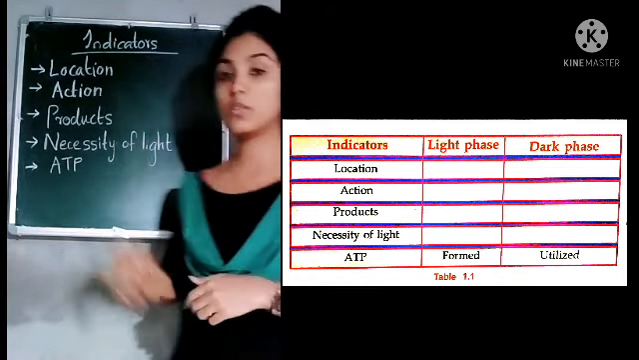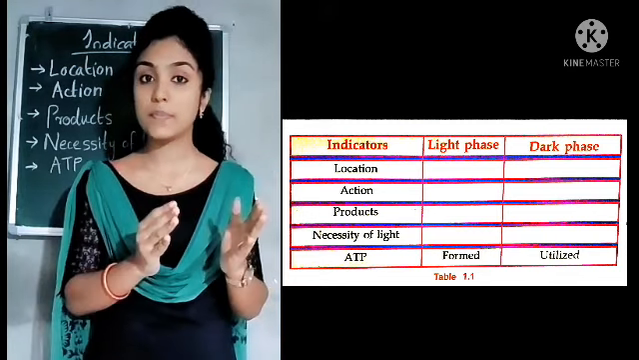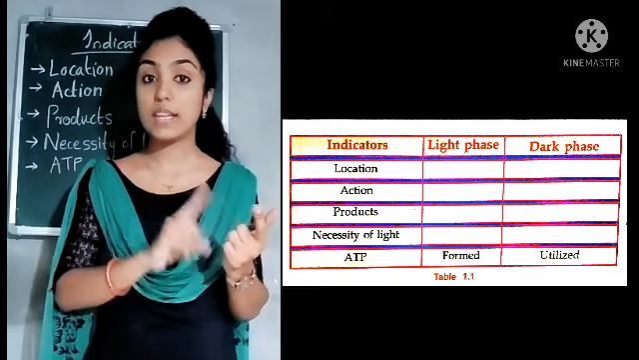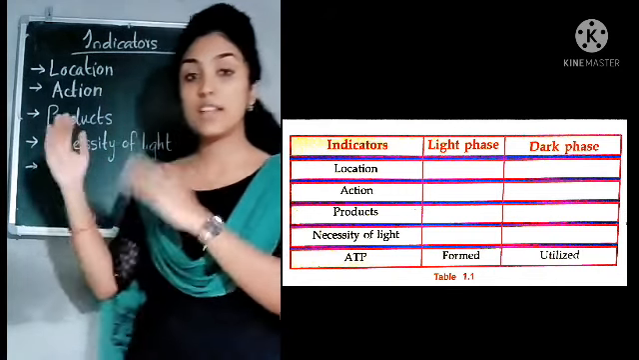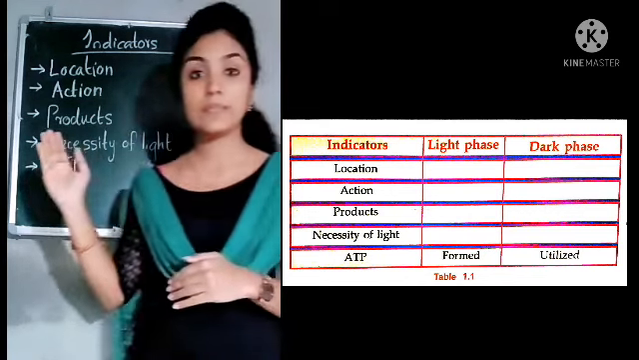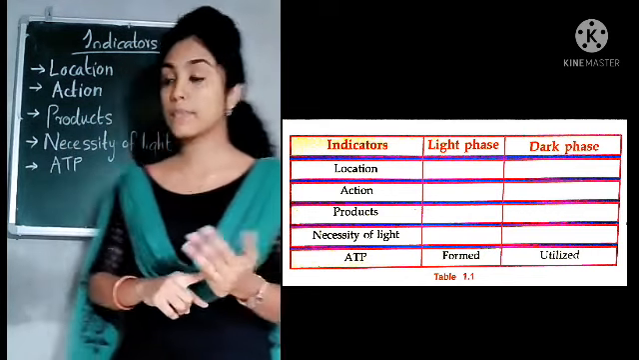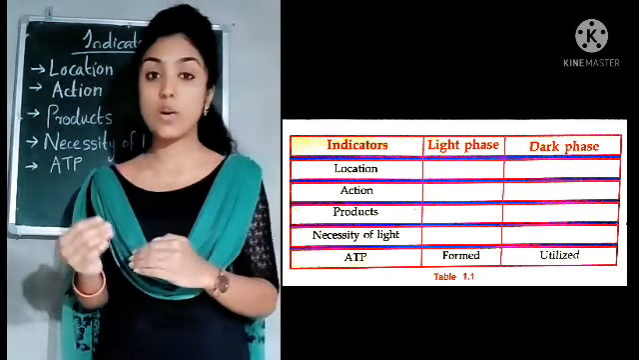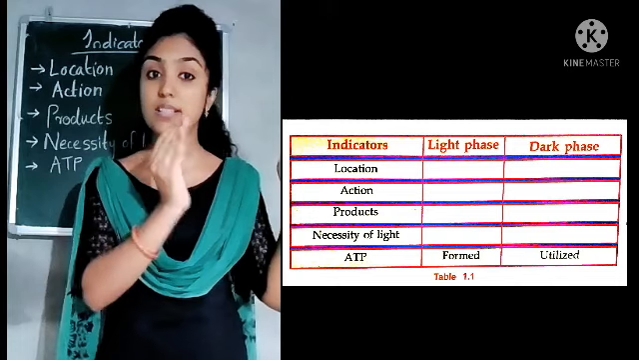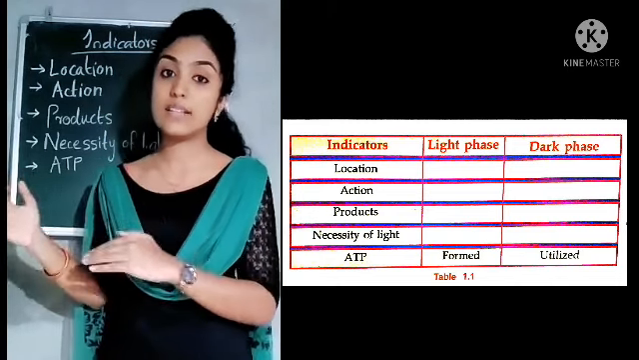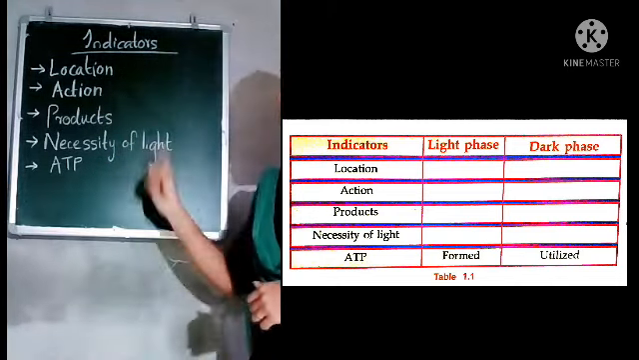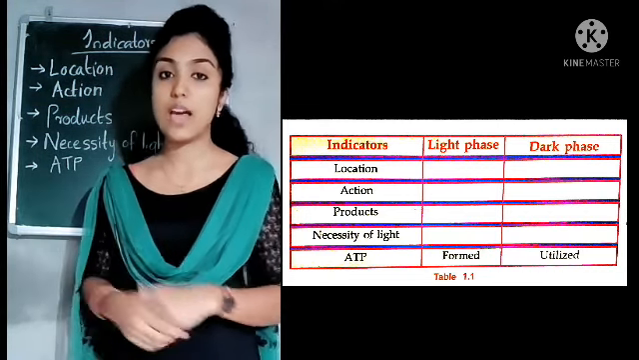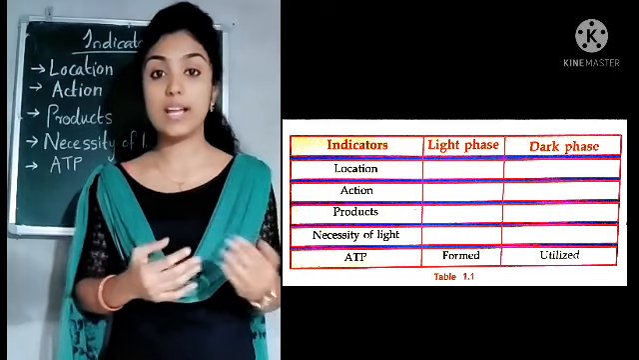Now products. What products are formed in the light phase? In the light phase, oxygen is formed, hydrogen is formed and ATP is also formed. Then in the dark phase, what are the products that form? Yes, only glucose. Then the next one, necessity of light. Is light required for the light phase? Yes, light is required. But in the dark phase, light is not required. Then about ATP: in the light phase, ATP is produced and in the dark phase, ATP is utilized.